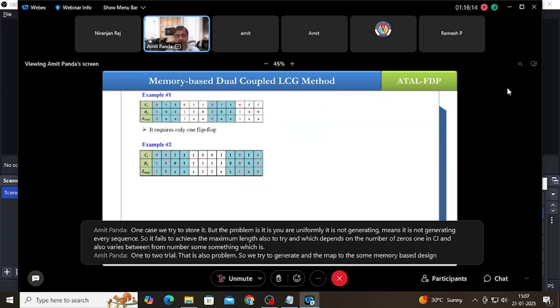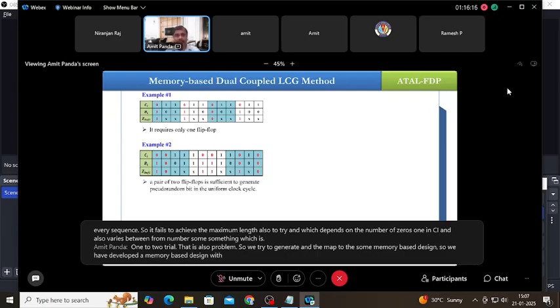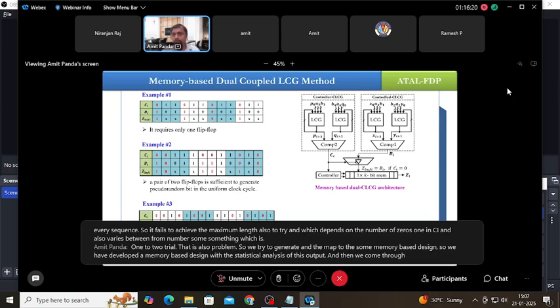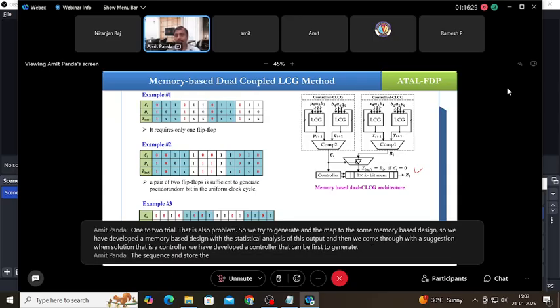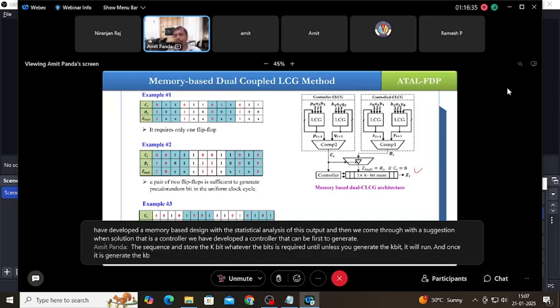So we developed a memory based design with statistical analysis of this output, and then came up with a suggested solution, that is a controller. We developed a controller that first generates the sequence and stores the k bits. Until it generates the k bits, it will run, and once it has generated the k bits, it will stop the generation and then start encrypting. So that much latency is required.